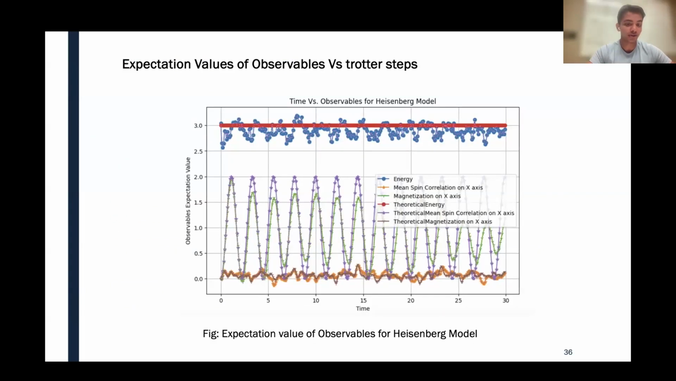And if you run the Heisenberg model for 30 time units, then for that model that I showed earlier, this is what it looks like for Trotter step equals 0.1. And there are some other observables like spin correlation and magnetization. And there are also these theoretical values. If you see on the top, the blue oscillation denotes the energy, and the red straight line is the theoretical energy. And next slide.